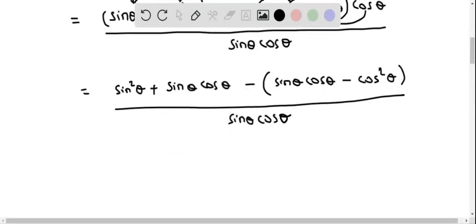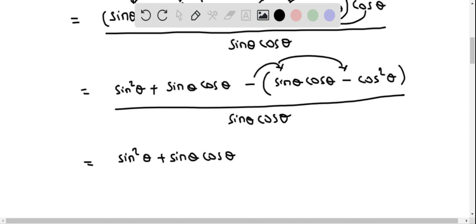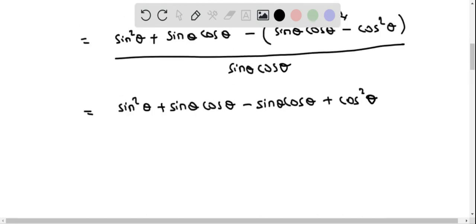Now let's expand the second term. We have a negative, that is we will expand the bracket from the second term. So I write down the first two terms as it is, that is sin square theta plus sin theta cos theta. And then we have to distribute this negative into the two terms inside the bracket. So negative, we can consider this as negative 1. Negative 1 times sin theta cos theta is negative sin theta cos theta. And then when we distribute this negative with negative cos square theta, we get positive cos square theta, and this should be all over the common denominator sin theta cos theta.